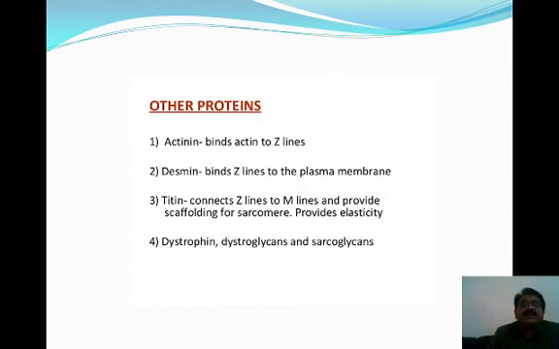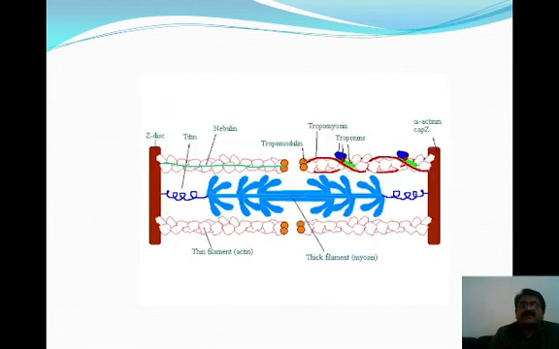Other proteins are also observed here. Actinin binds actin to the Z lines. Desmin is another protein, which binds Z lines to the plasma membrane. Titin connects the Z lines to the M lines and provides scaffolding for the sarcomeres, as well as elasticity. Then there are dystrophin, dystroglycans and sarcoglycans.